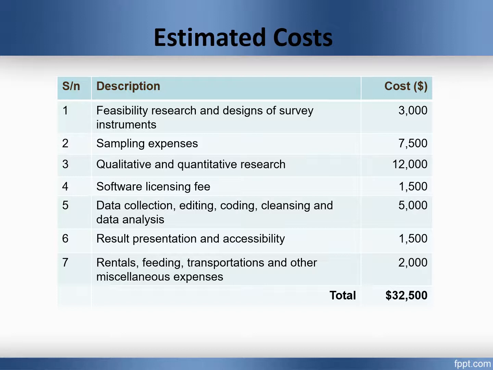Data collection, editing, coding, cleansing, and data analysis is $5,000. Result presentation and accessibility is $1,500. We look at rentals, feeding, transportation, and other miscellaneous expenses, which is $2,000. So at the end of the day, we have $32,500 for the successful research work.